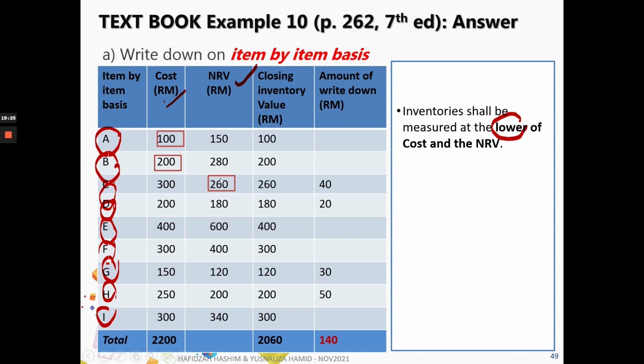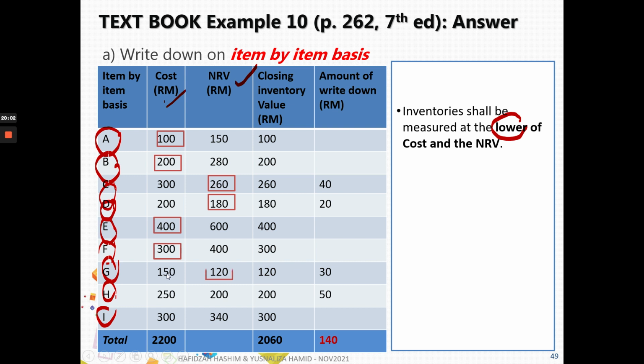For the third one, the net realizable value is lower than the cost, so the closing inventory will be valued at 260, and for that reason you need to write down the amount 40, which is the difference between cost and the NRV. Same goes for D, where the NRV is lower than the cost, so you need to write down 20. For E, the cost is lower than the net realizable value. Same goes for F. The cost is lower, so no write down is required.